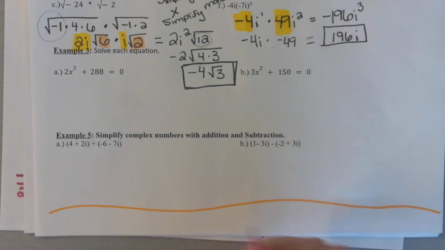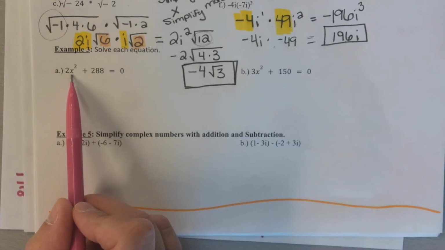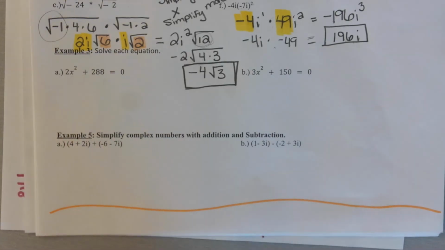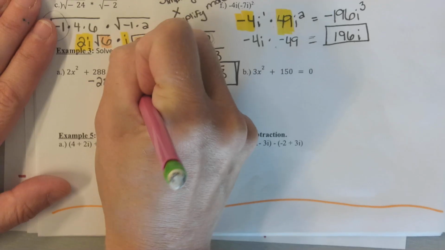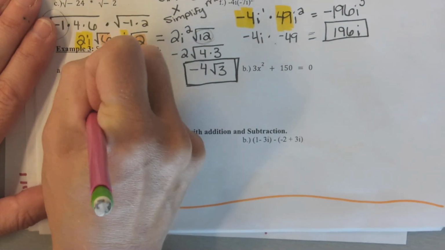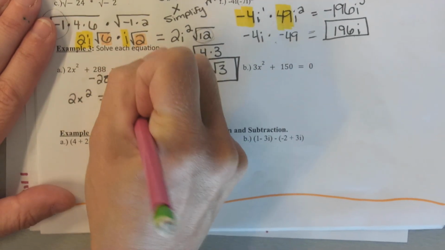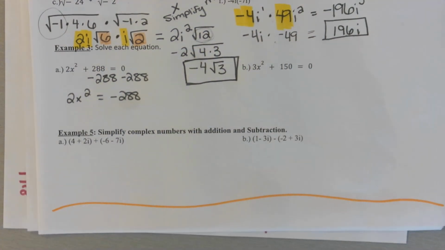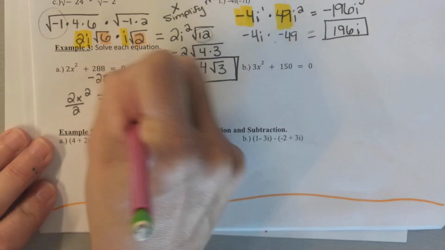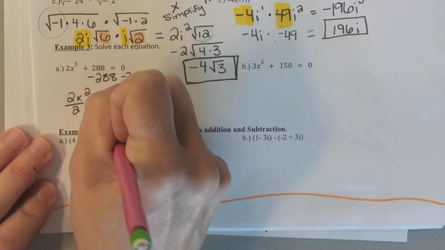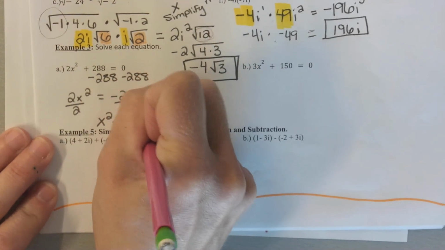When I go to solve, I want to get the x alone. How can I get rid of stuff to get the x alone? Let's subtract away the 288. So I get 2x squared equals negative 288. I want to keep solving. How can I get rid of the 2 being multiplied to the x squared? Divide by 2. I get x squared equals negative 144.